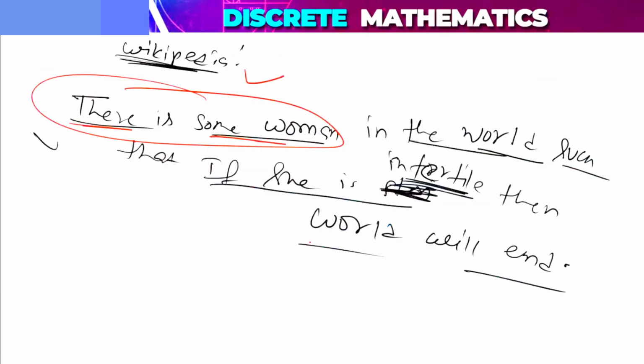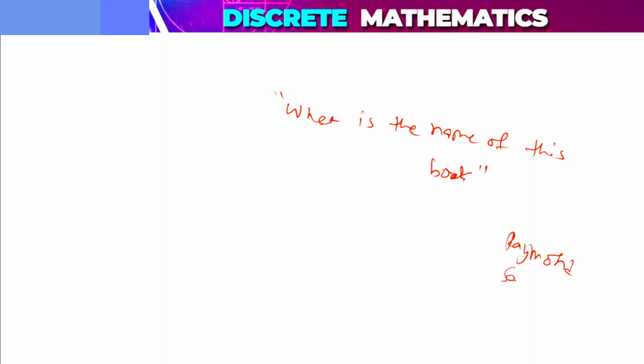Now this drinker paradox, I found it in a book. Even though you can find it on Wikipedia, I found it in a book. What is the name of this book? This is the name of the book. This book is by some Raymond Smullyan, I think. This person was a great logician.